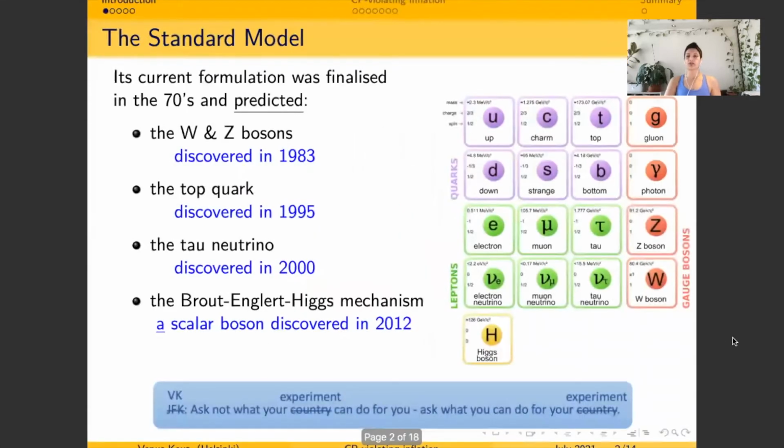Let me start with a bit of introduction with the standard model of particle physics, which is the best theory we have so far describing nature. Its current formulation was finalized in the late 70s, and time and again it has been confirmed by experiment with the observation of many of the particles that it predicted. The last missing particle, a Higgs boson, was discovered in 2012, and was predicted by the Brout-Englert-Higgs mechanism 50 years prior.